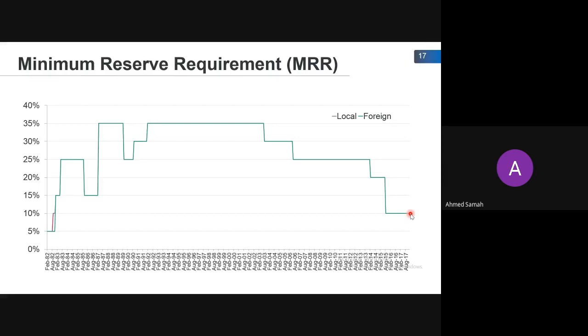And you guys might have heard in the press or news that MMA reduced the MRR. So we reduced it from 10% to 7.5% during April for both local currency and foreign currency because the banks were having some liquidity difficulties, and as loans went up and the economy went into recession, they needed excess rufiyaa.